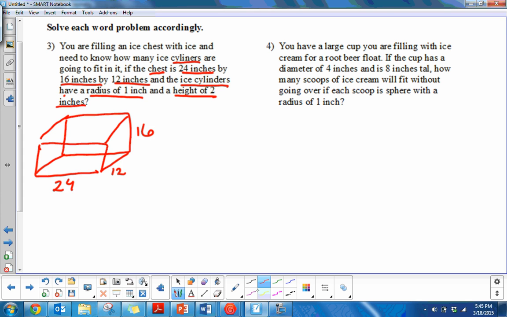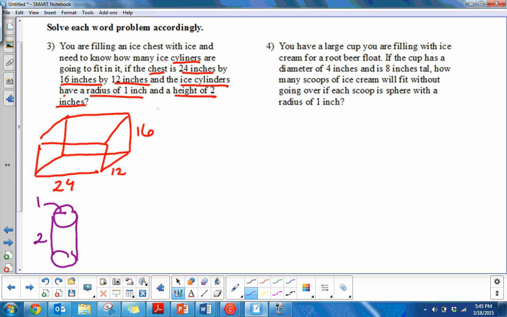Now we also were told that we have ice cylinders. So to draw our cylinders, we have a circle, and they're connected. Sorry, that circle's kind of bad at the bottom, but we won't use that one. We are told it has a radius of 1 inch. So going from the center all the way to the side, that's 1. And then it has a height of 2 inches. So we want to know how many of these ice cylinders are going to fit into this ice chest. So we want to know the volume in this chest and the volume of these cylinders to see how many we can pack in.